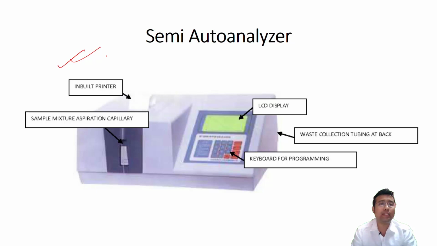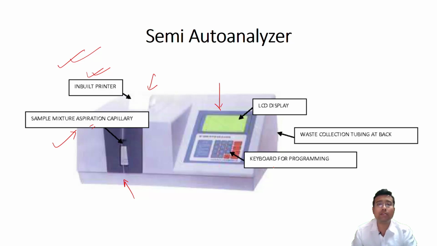There will be an inbuilt printer which will not work most of the time, because often we just note the value from the LCD display. There's a paper roll that needs to be fed. If the paper roll is there, then definitely a printout will come. Sample mixture aspiration capillary, this is very important. It is present in all semi-auto analyzers. A small thin slender capillary tube, through which we dip the reagent mixture, make sure that there is no air bubble, and then press the feed button. Then the whole thing will be aspirated, sucked inside.